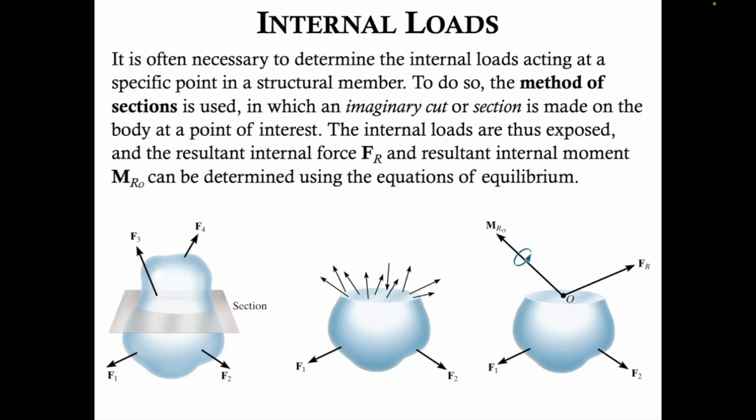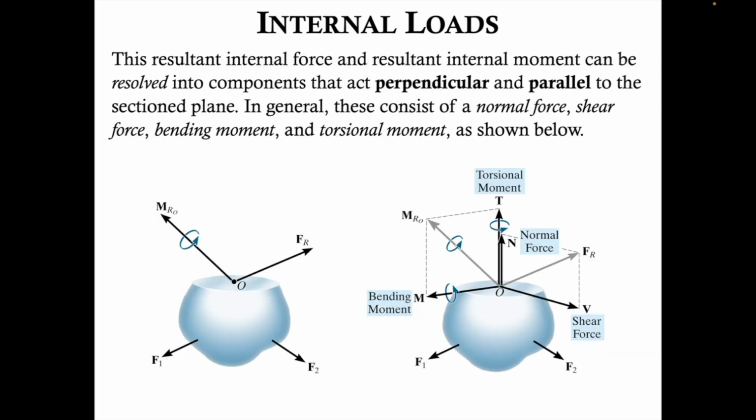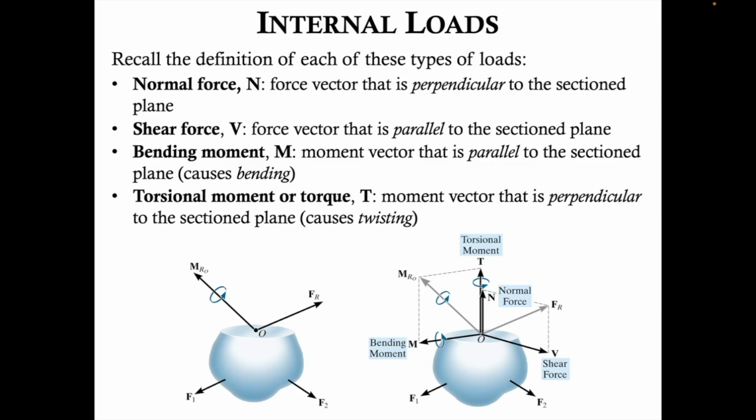It is often necessary to determine the internal loads acting at a specific point in a structural member. To do so, the method of sections is used, in which an imaginary cut or section is made on the body at a point of interest. And the resultant internal force and resultant internal moment can be determined using the equations of equilibrium. This resultant internal force and resultant internal moment can be resolved into components that act perpendicular and parallel to the sectioned plane. Normal force N is a force vector that is perpendicular to the sectioned plane.